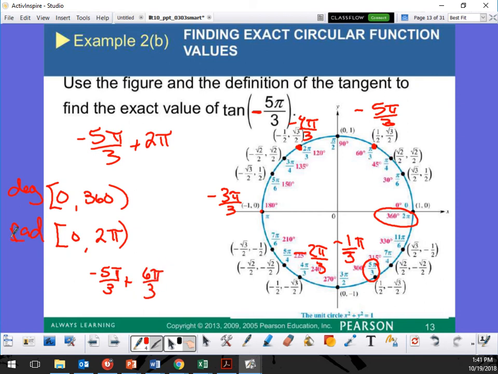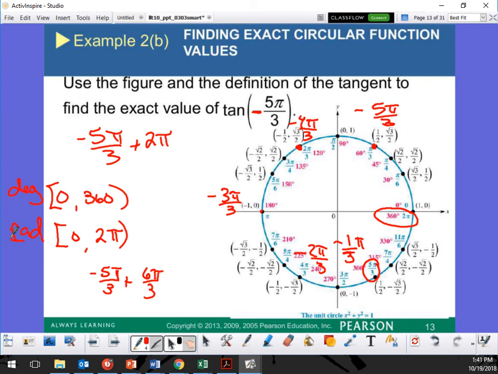6 pi over 3. Is that still 2 pi? Where would you get that 6? If I divide 6 by 3, it's still 2 pi. So it's the same value, but now it has a common denominator.